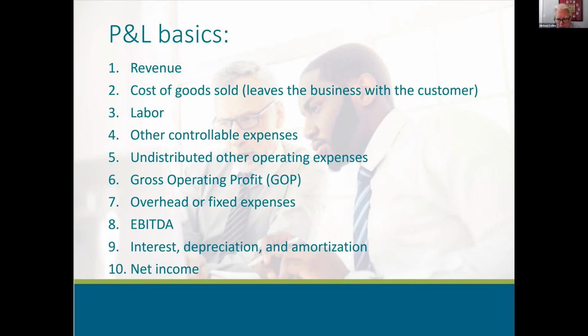So for most operations managers, in their first 5 to 7 years in the business, their focus is just going to be on those first 6 lines. How much money are we taking in? What's the cost of the actual goods that I'm providing to the customer? What are my labor costs? What are my other controllable expenses? That's really my focus as a guest services director or an executive housekeeper or a restaurant manager, a frontline manager.